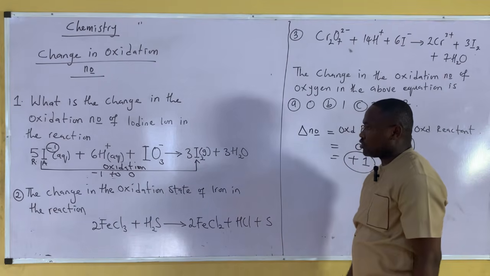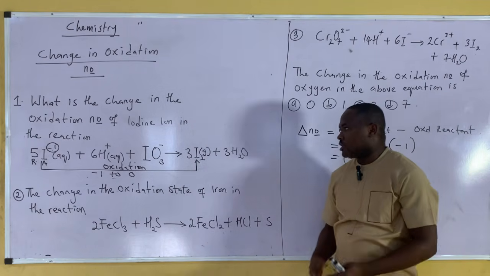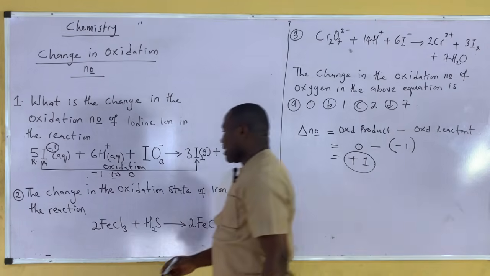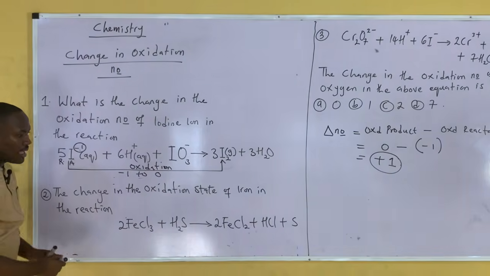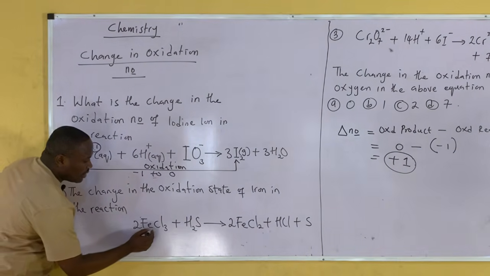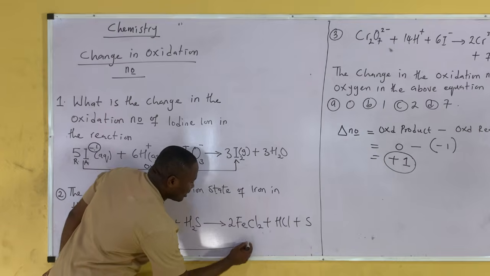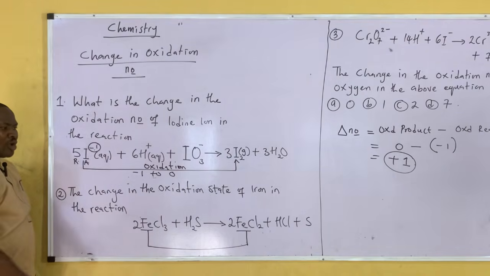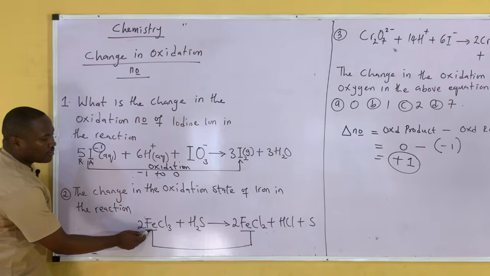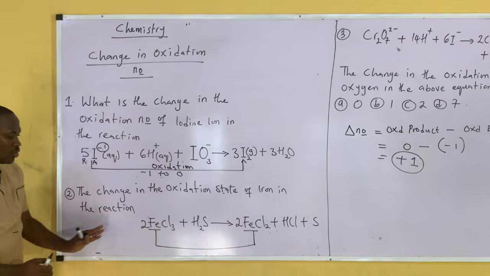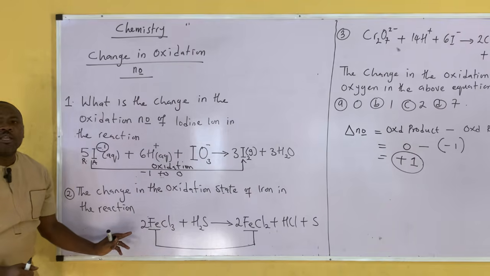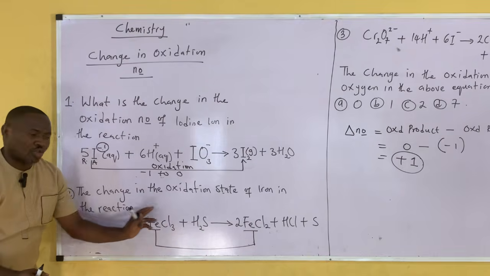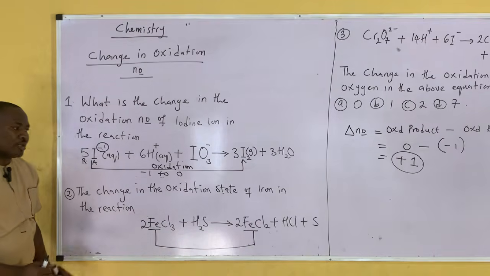Now let's look at number 2. Number 2 says the change in the oxidation state of iron in the reaction is dash. Now where is iron changing from? Iron is changing from here down to here. That's what iron is changing from. Now the question is, what is the oxidation state of iron here? Now remember, the oxidation number of a compound is equal to 0. This is a compound. It has no charge on top. So the oxidation number of a compound equals 0.